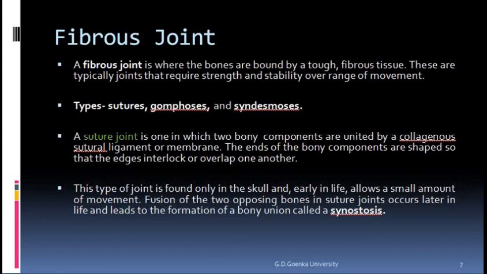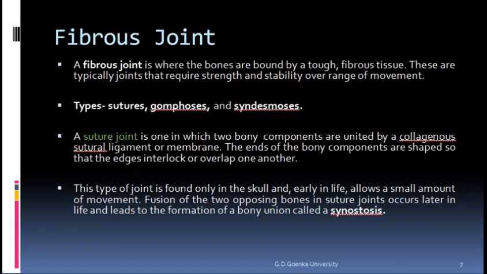A fibrous joint is a joint where the bones are bound by a tough fibrous tissue. These are typically joints that require strength and stability over range of movement. The types of fibrous joints are sutures, gomphosis, and syndesmosis.